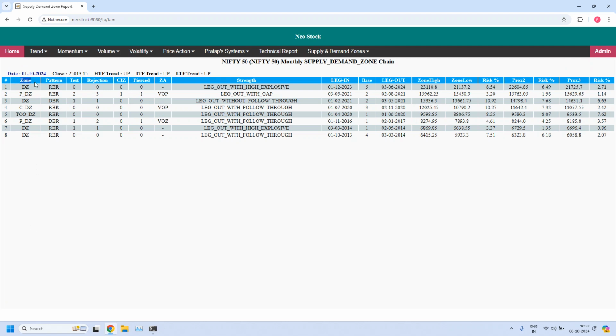Always look into the zone column to find high liquidity zones. And also look into the pierced column. The zone should not be pierced. If a zone is pierced, it's not valid. And always look into the LTF trend, because your entry time frame selected is monthly, that is nothing but the monthly trend. This is the way you can understand the remaining reports, and all the remaining columns you can also easily understand. Also remember, you should pause the video before proceeding to the next report.